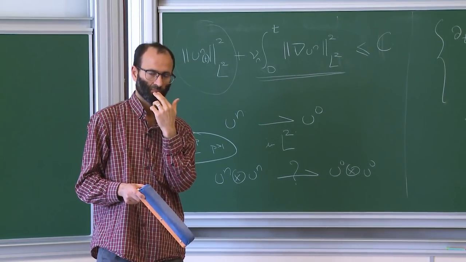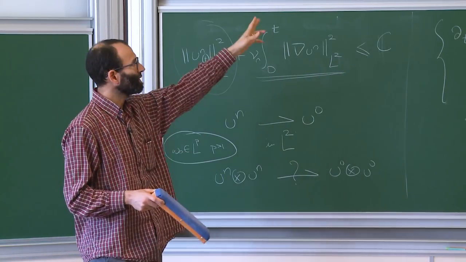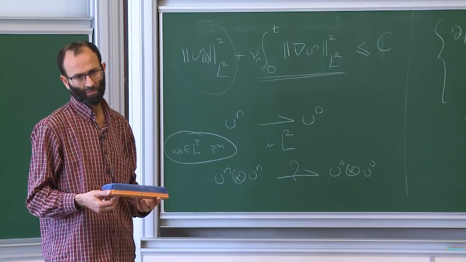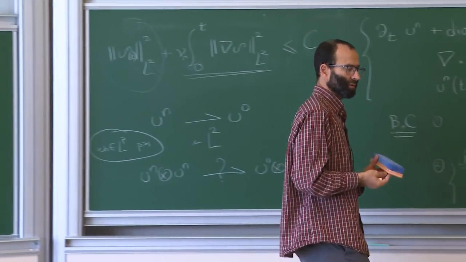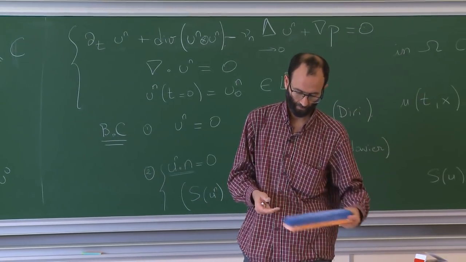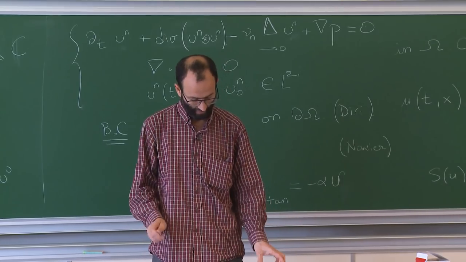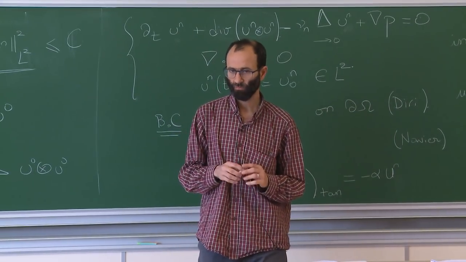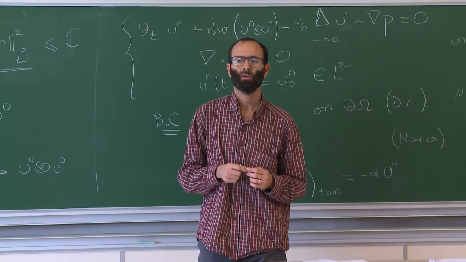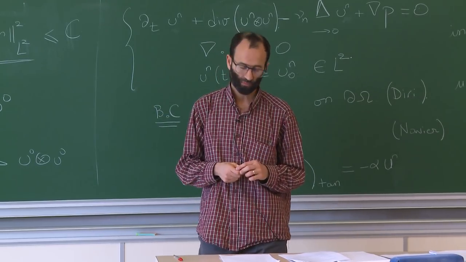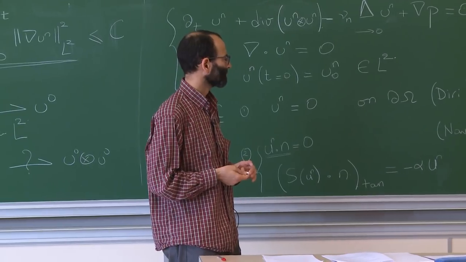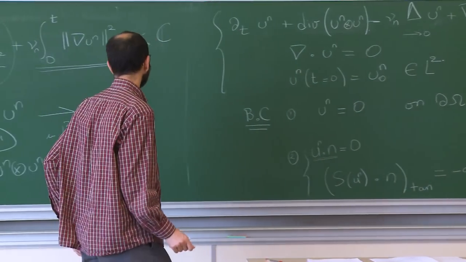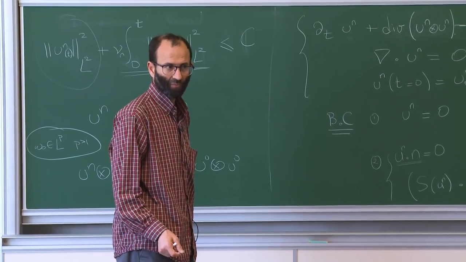So what is the critical case that you cannot deal with? L1 is the critical space here. But it's an issue of concentration, not oscillations. As of now, all we talked about has nothing to do with the boundary. It has more to do with strong solutions versus weak solutions. Now, why does this break down if we have a boundary?